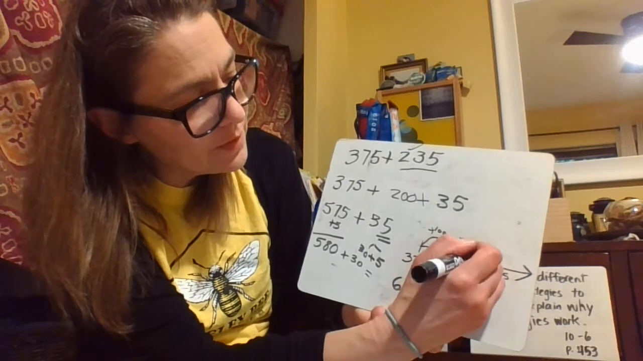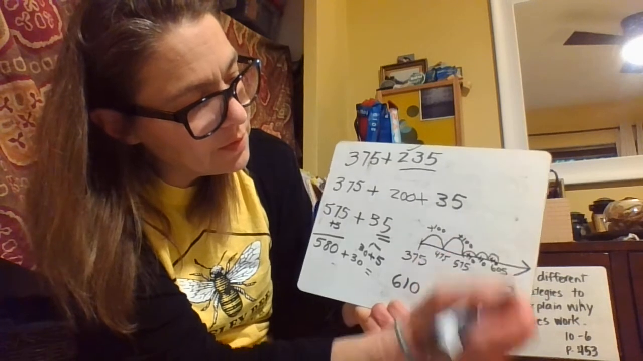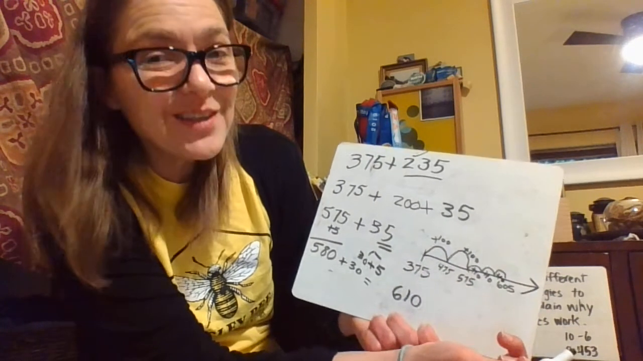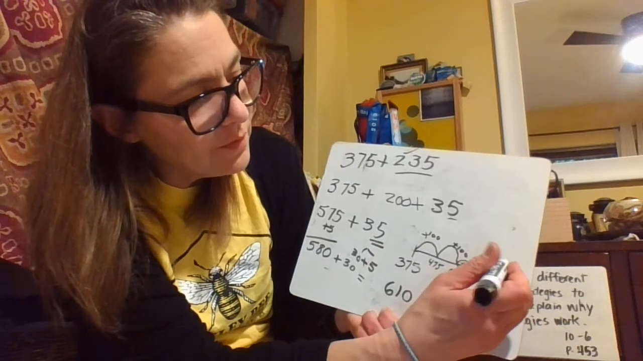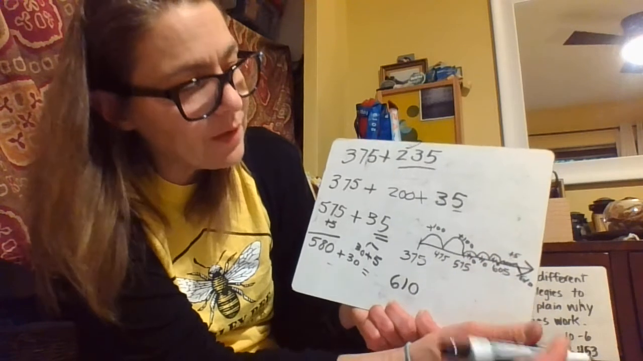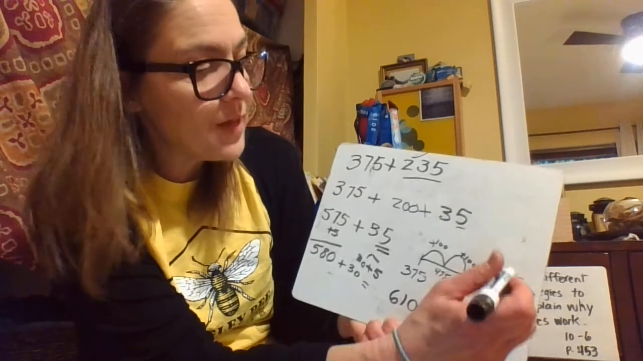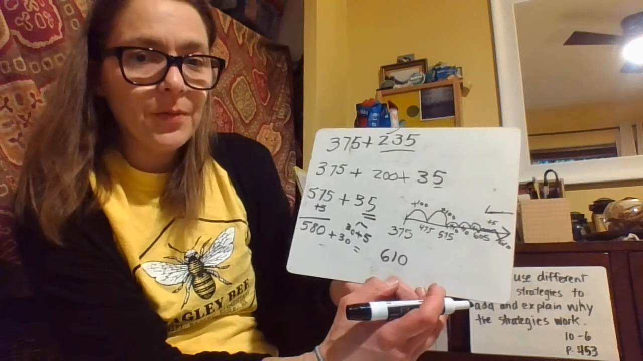Okay, and these are tens. And we make all our labels on the number line, and then we still need to add the 5 ones. So we have 1, 2, 3, 4, 5, and then we end up with 610 right there. Okay, so that's how we know it works because we double checked it with a model.